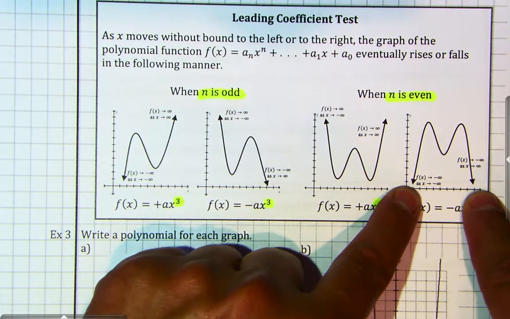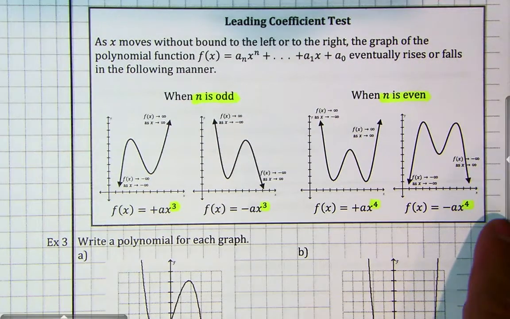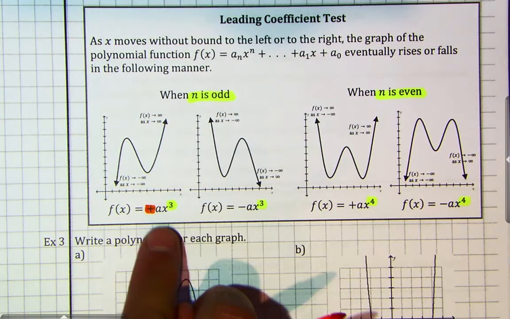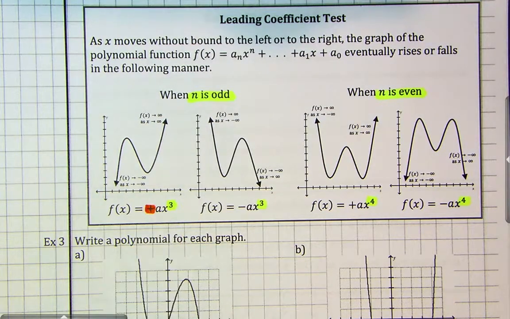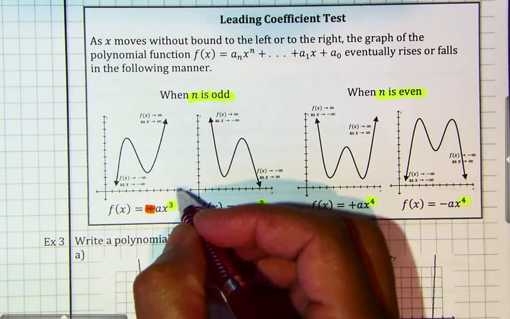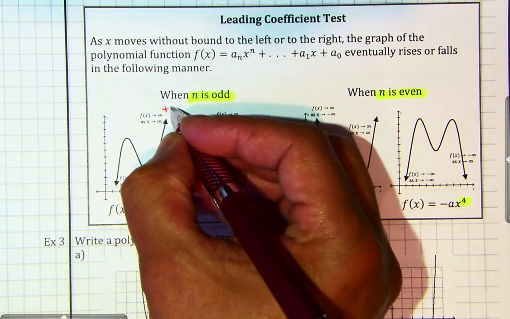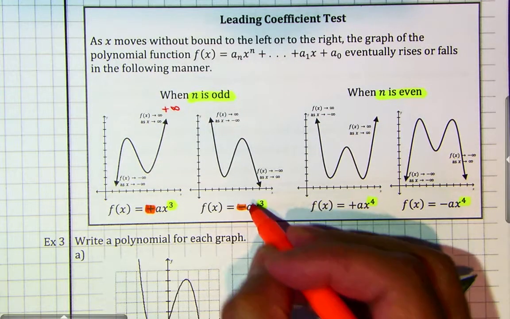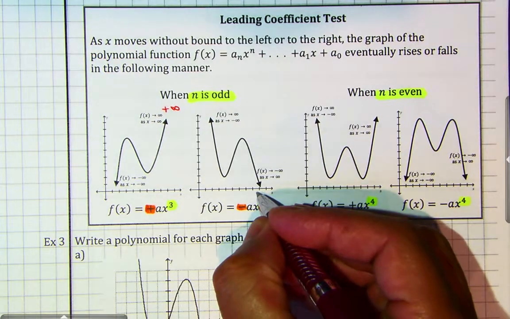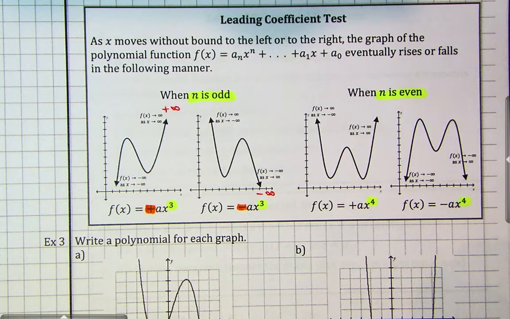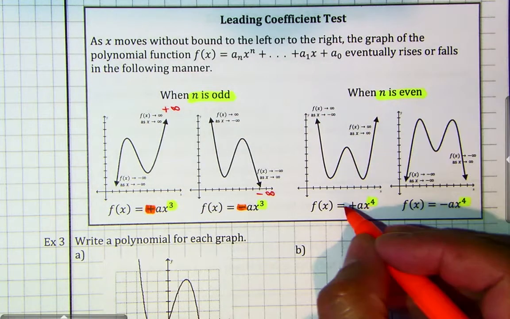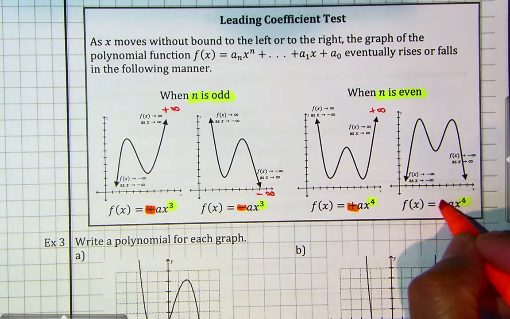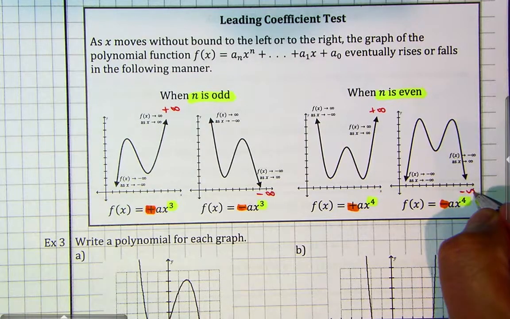Now, something else to keep in mind is that if the leading coefficient, a, which stands for any number, is positive, then on the right-hand side, your f of x will go towards positive infinity. And if the leading coefficient is negative, then it will end in negative infinity. And the same thing applies if it's even. Positive will end in positive infinity. Negative will end in negative infinity.